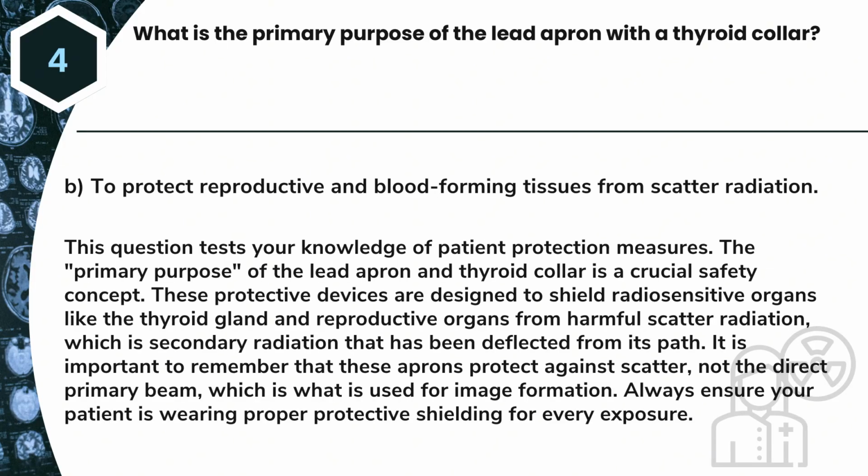Answer, B. To protect reproductive and blood-forming tissues from scatter radiation. This question tests your knowledge of patient protection measures. The primary purpose of the lead apron and thyroid collar is a crucial safety concept. These protective devices are designed to shield radiosensitive organs like the thyroid gland and reproductive organs from harmful scatter radiation, which is secondary radiation that has been deflected from its path.